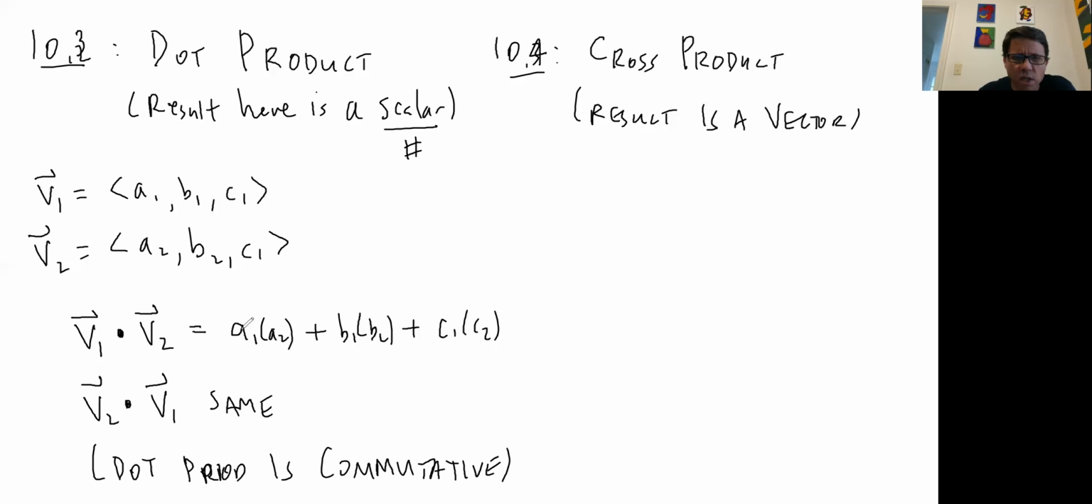And that's just because A1 times A2 and A2 times A1 for numbers is exactly the same. So if I reversed this part, it wouldn't matter. If I reverse this part, it wouldn't matter. If I reverse this part, it wouldn't matter. And I know it can add in any order.